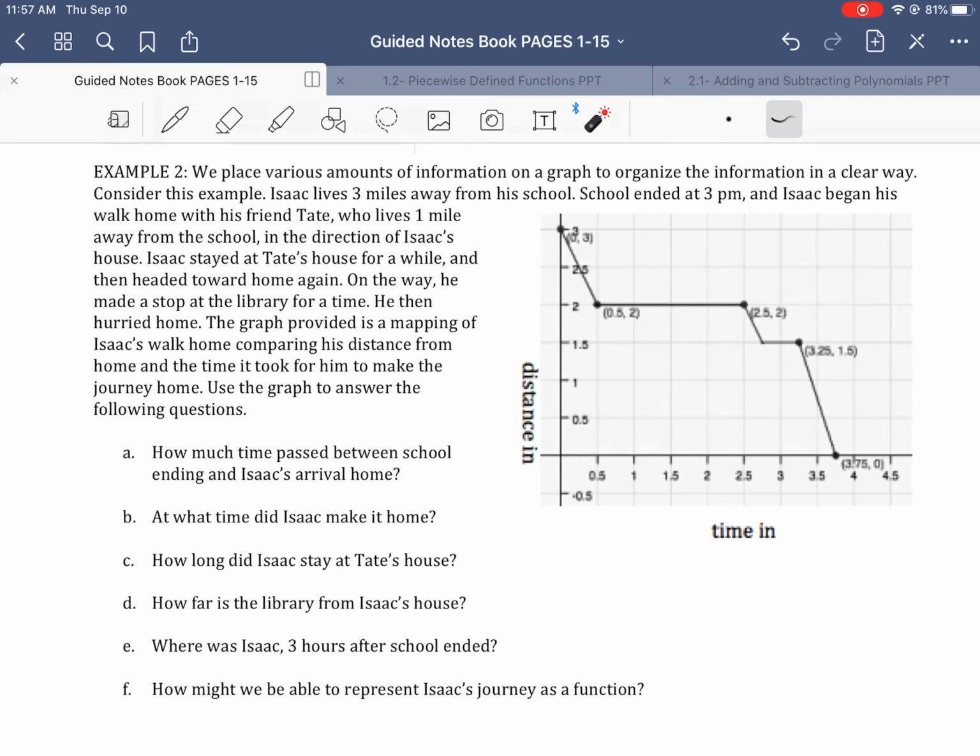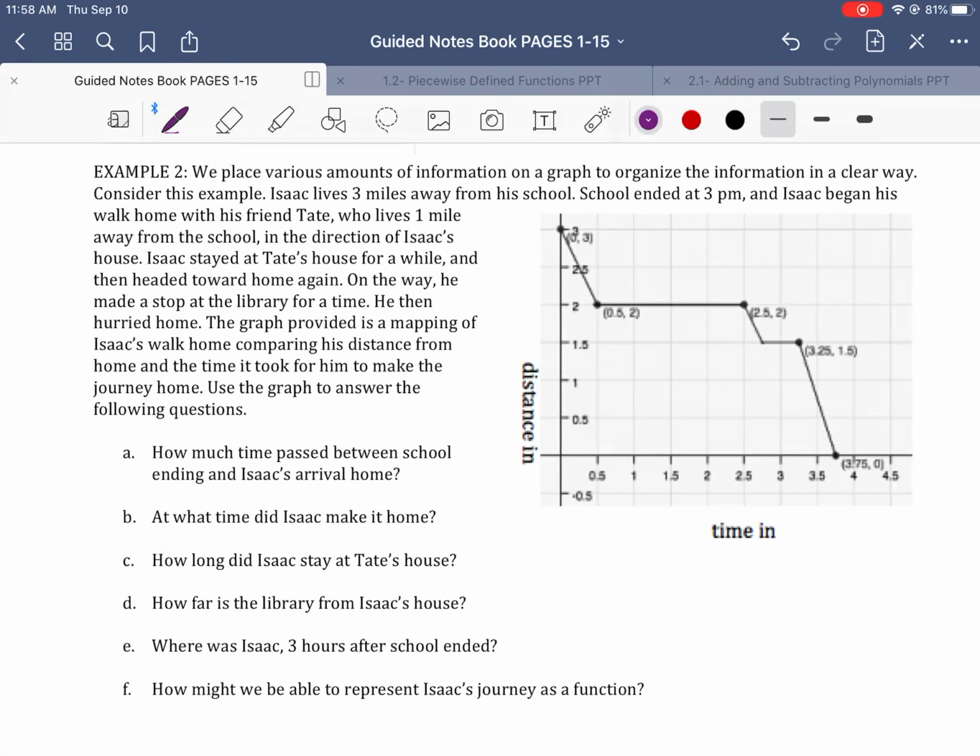Isaac lives 3 miles away from his school. School ended at 3 p.m., and Isaac begins his walk home with his friend Tate, who lives 1 mile away from the school in the direction of Isaac's house. Isaac stays at Tate's house for a little while and then heads towards home again. On the way, he made a stop at the library for a time. He then hurries home. The graph provided is a mapping of his walk home, comparing his distance from home and the time it took for him to make the journey home.